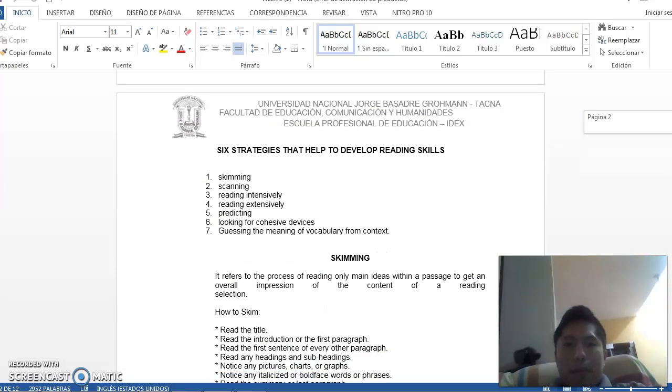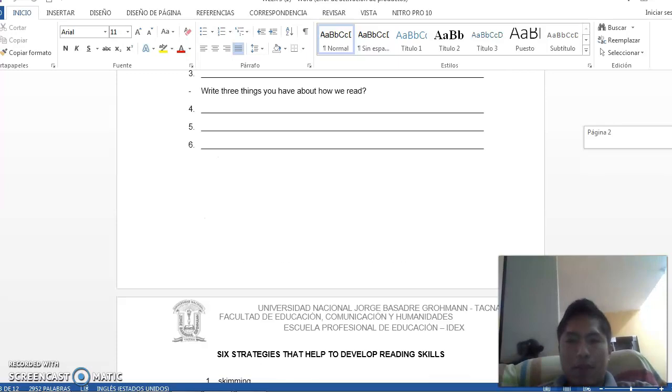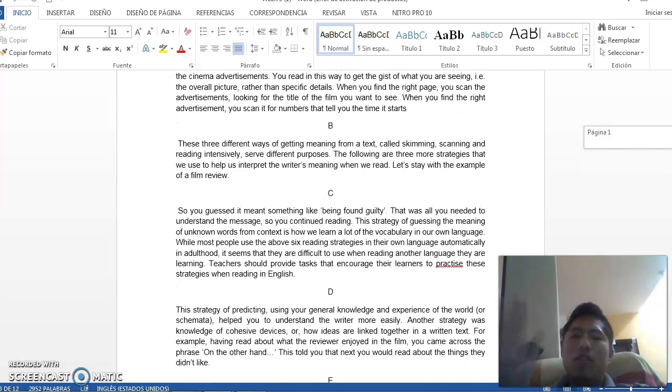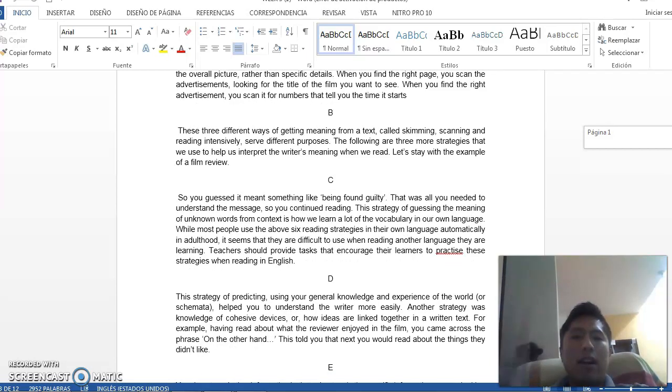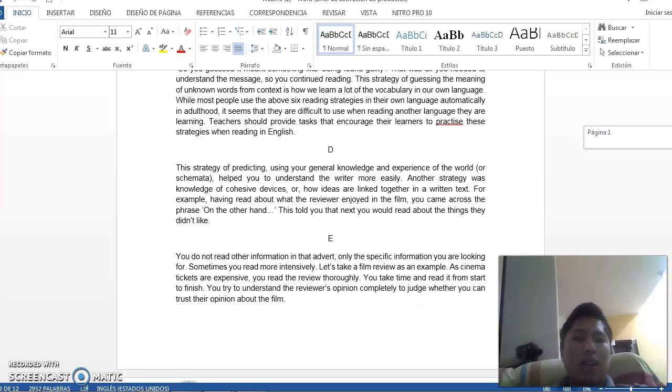Let's start. 6 strategies that help to develop reading skills: skimming, scanning, reading intensively, reading extensively, predicting, looking for cohesive devices, and guessing the meaning of vocabulary from context. And let's start with the first one. But before this, I hope you understand this activity is just previous knowledge about reading strategies, and how you can apply these strategies in your daily life or daily reading activities that you face every time in Spanish or English.